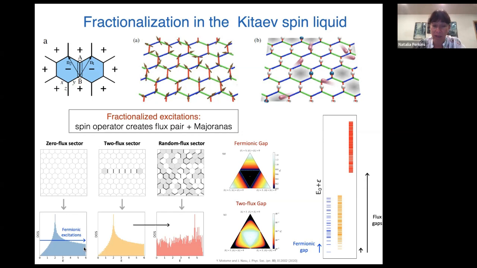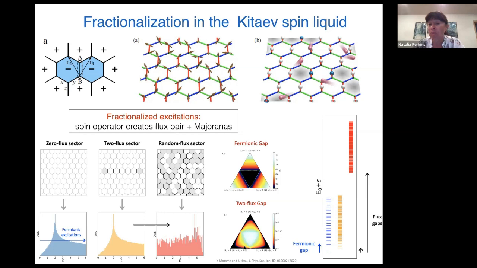But we can also go from one flux sector, for example from the zero flux sector to the two flux sector, and that will already cost energy. And then in this two flux sector, we again can define the fermionic excitation. So schematically, it's shown here on the right of my slide. Within each flux sector, we can define the fermionic gap. In this case, that would be this gap. But we can also define the excitation between the energies of the states, and we will call this the flux gap.